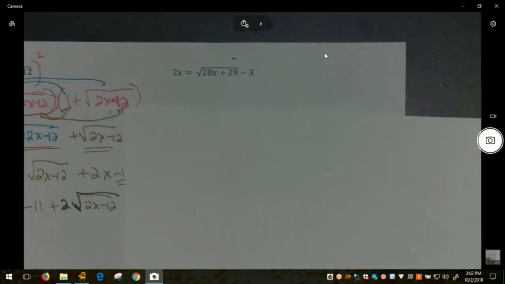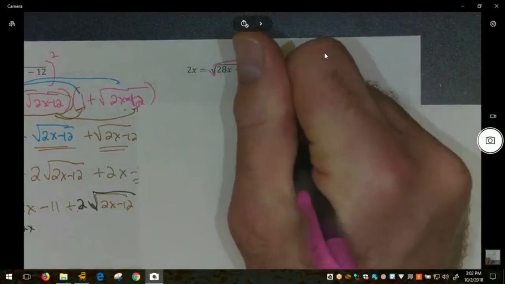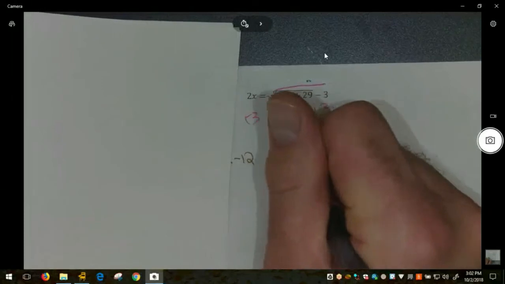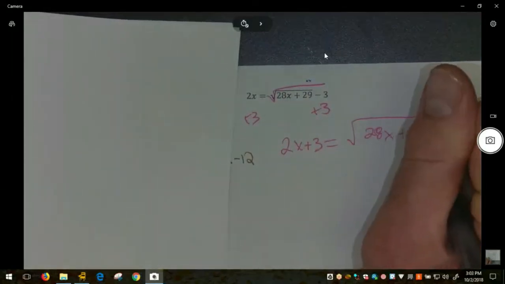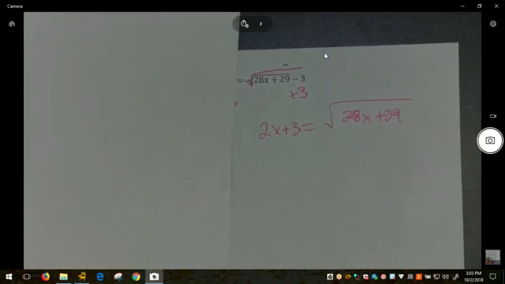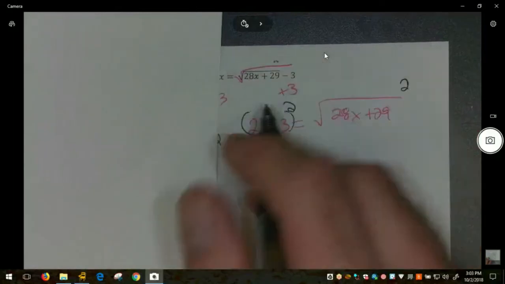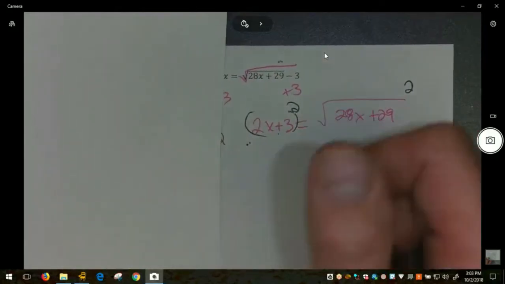We have 2 more examples on here. In our next example, we're going to look at one that only has 1 square root, which is nice. And so we just want to get that by itself by adding 3 to both sides. 2x plus 3 equals the square root of 28x plus 29. I have people who do this all the time: they square and then they accidentally square each term. We talked about this also. You saw a big explanation of this in the exploration.